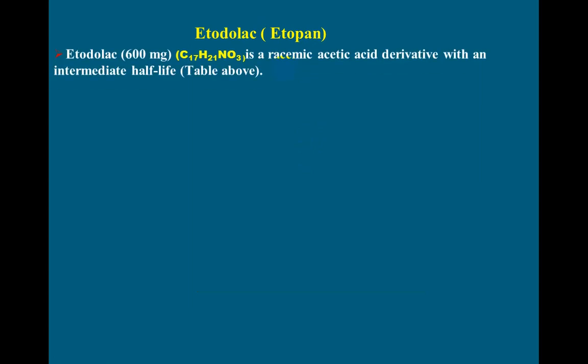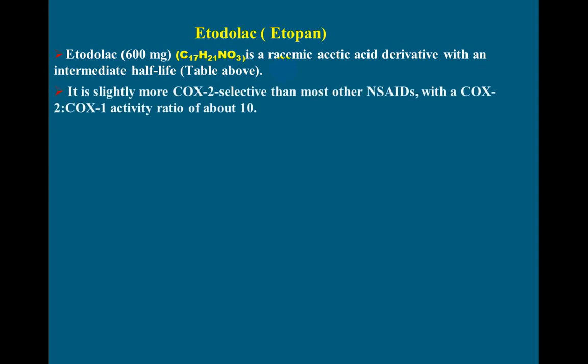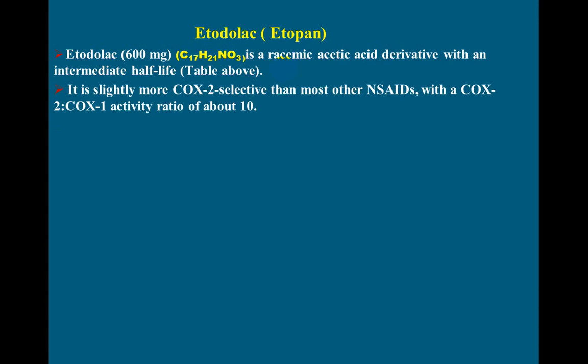Other drug, etodolac, and its trade name is Lodine. Its structure is C17 H21 NO3. It is a racemic acetic acid derivative with an intermediate half-life, as mentioned in the previous lecture. It is slightly more COX-2 selective than most other non-steroidal anti-inflammatories, with a COX-2 to COX-1 activity ratio of about 10. So it is slightly more COX-2 selective than other non-steroidal anti-inflammatory drugs.